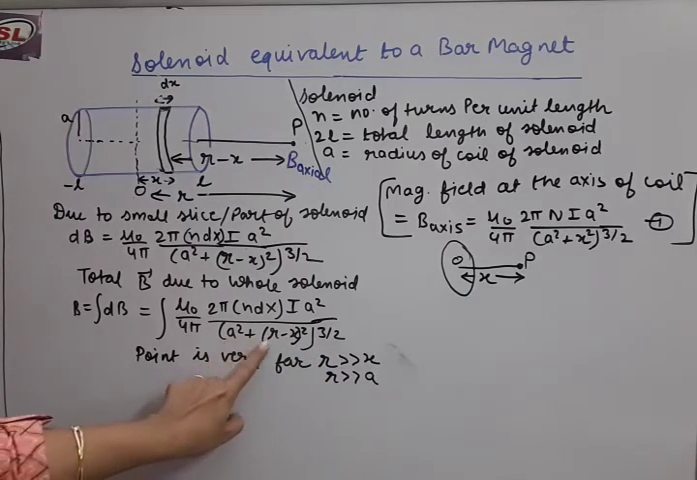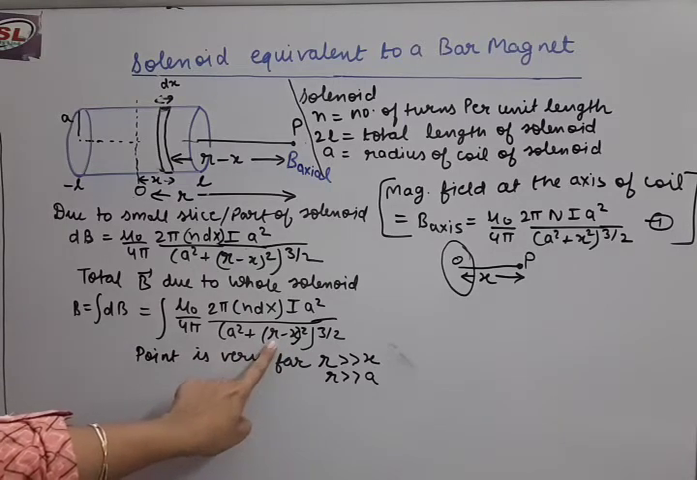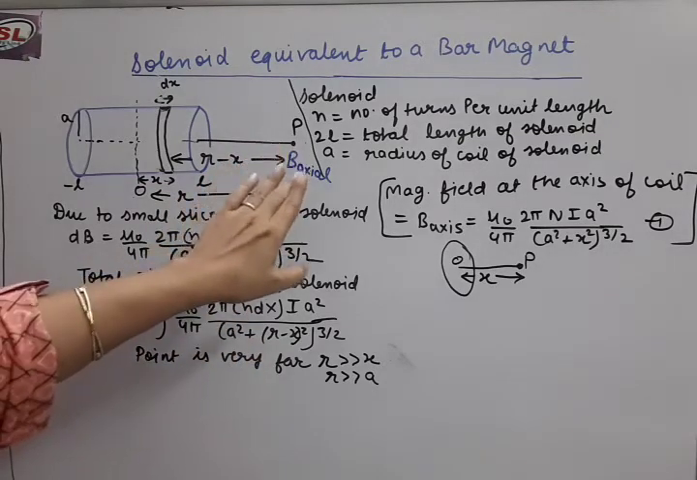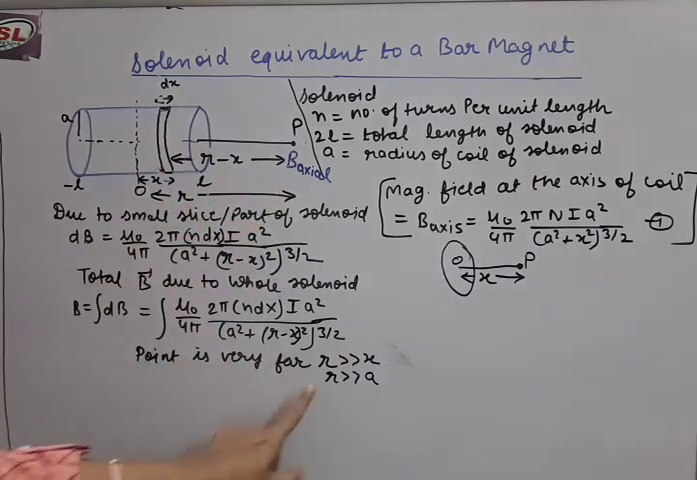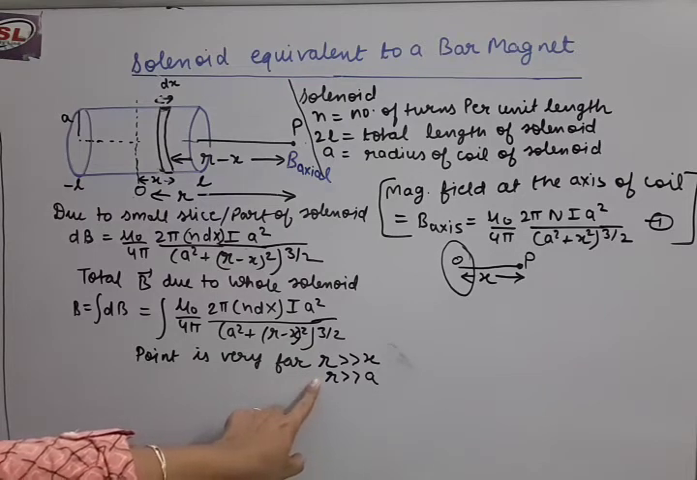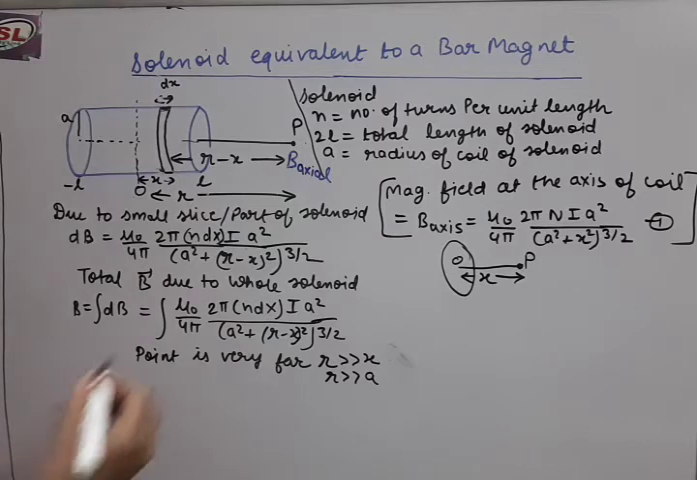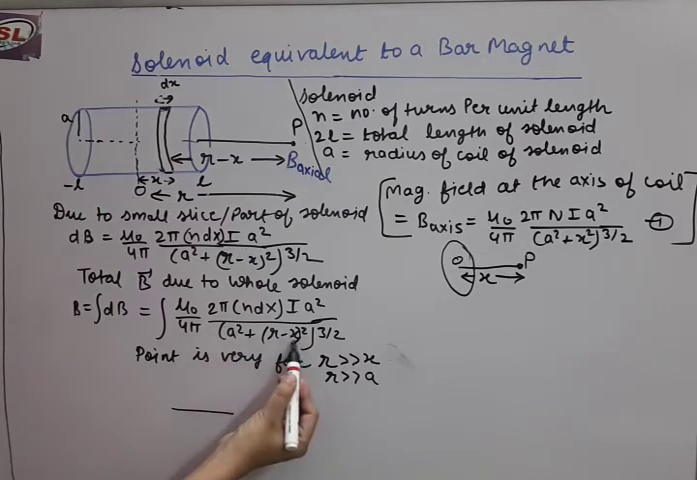Out of a, r and x, which one should we consider, which is the greatest one? Here one approximation is applied. If this point is at a very large distance, then this r distance will be the greatest distance. So if one thing is greatest out of the other two, the smaller ones should be put 0. With that approximation, the denominator term will become, this is 0, this is also 0, only r square will remain.